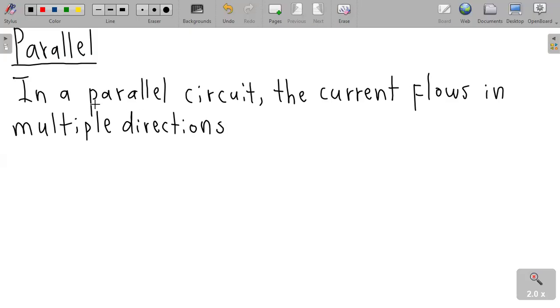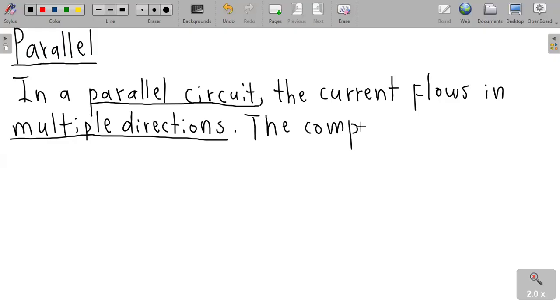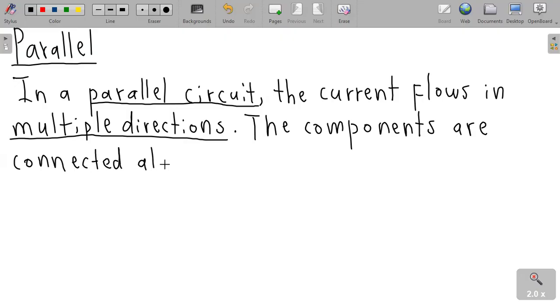So it's not just one pathway. There are multiple directions. So the components are connected alongside each other. So they are not connected one after the other. Alongside each other.